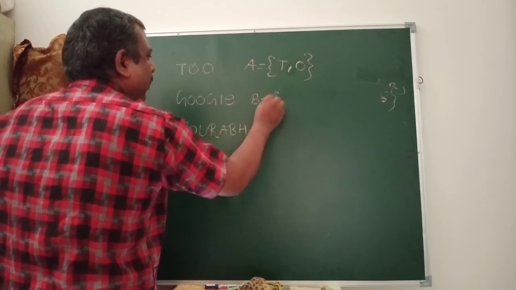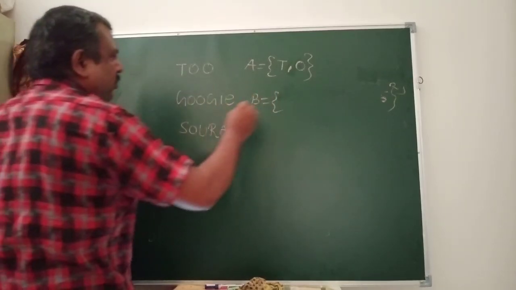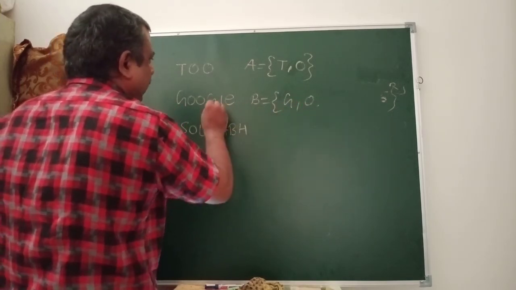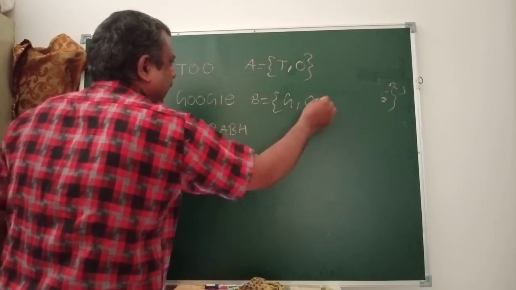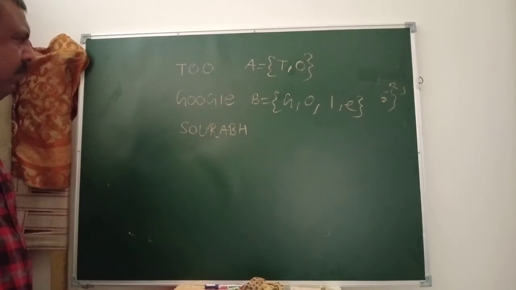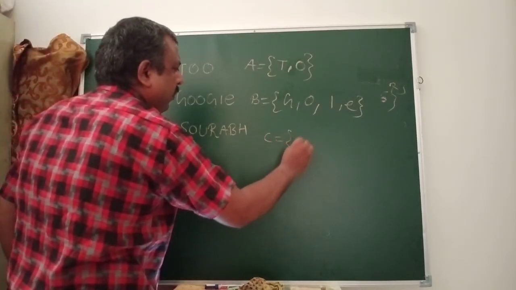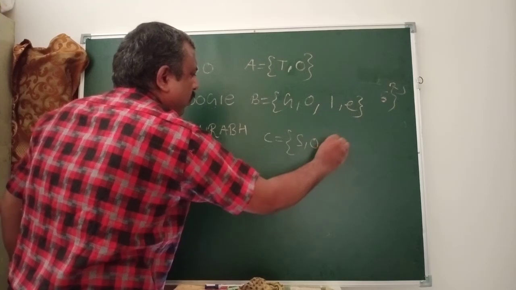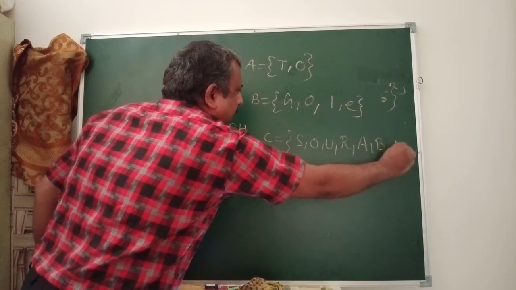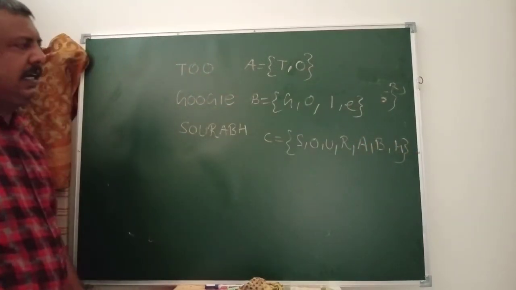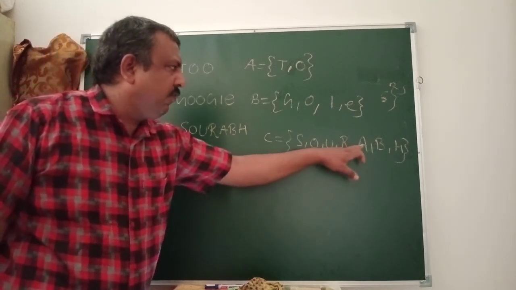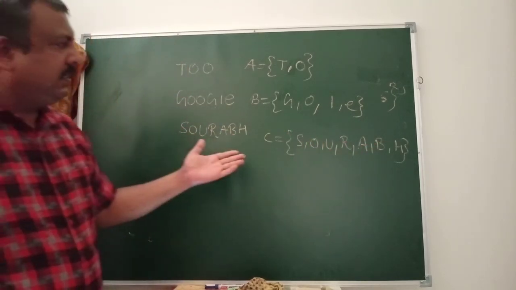I am taking this B as a collection, so it is G, O, since O is coming 2 times here, and G is also coming a second time, L, and it will be E. It is the roster form or the tabular form. C: S, O, U, R, A, B and H. No alphabet is coming a second time, so there are 1, 2, 3, 4, 5, 6, 7 elements in the set C.